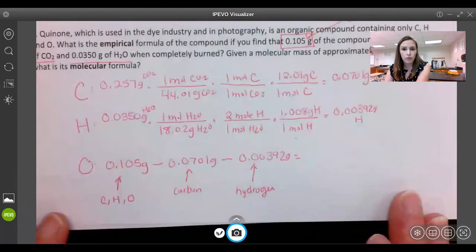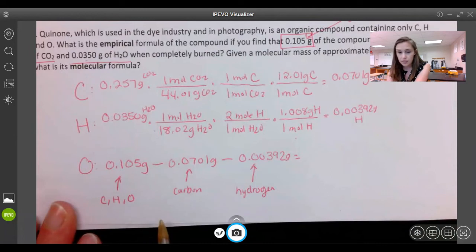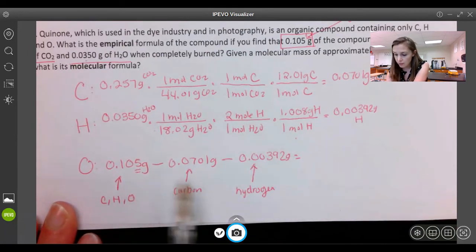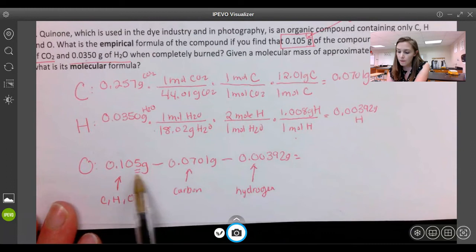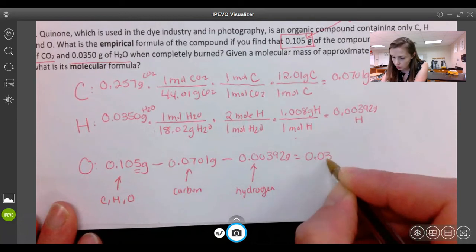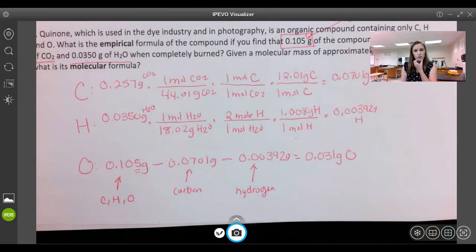So let me just slide this up a little bit. When we go to do the subtraction, just keep in mind this is by place value. So because this one is to the thousandth spot, which is less precise than my other 2 values, my grams of oxygen also have to be to that thousandth place. So when I subtract out the carbon and hydrogen, what's left of my unknown is 0.031 grams, and that's of my oxygen. Okay, now I have my grams of carbon, hydrogen, oxygen.